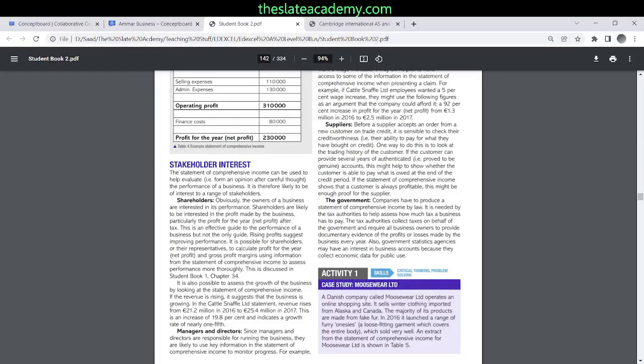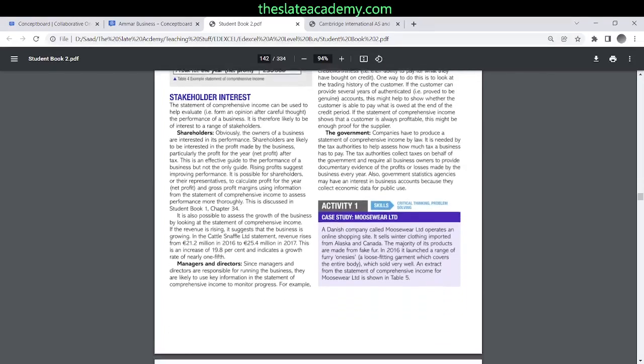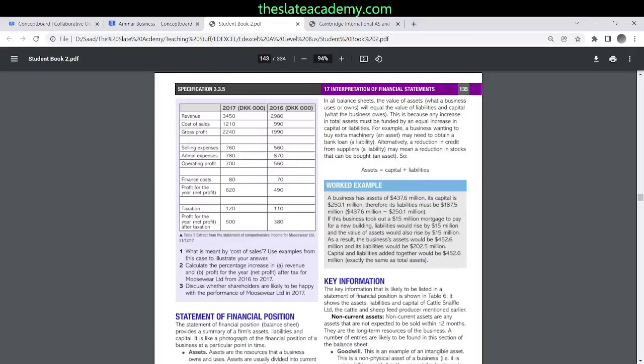Stakeholders, you people hopefully already know who the stakeholders are and what their interest in a business is. Should I go into that detail or not? I think we already know. All right, it's just theory, you can read it from the book as well.